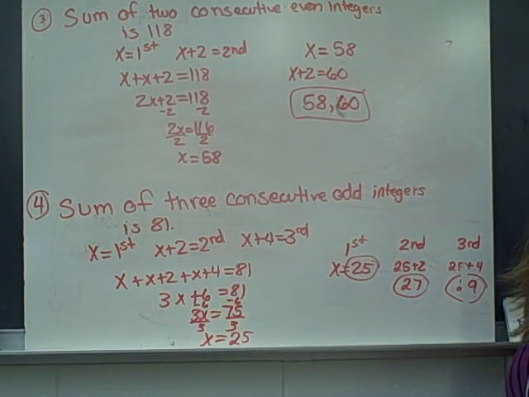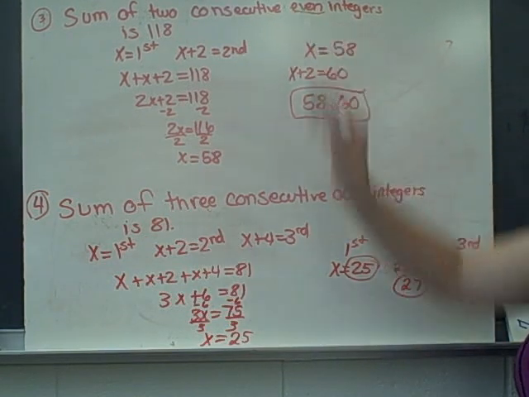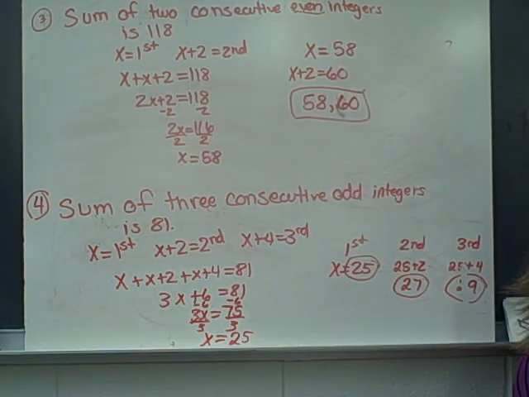Now, we need to pay attention to some of these because the wording gets a little tricky. The sum of 2 consecutive even integers. When I'm talking about consecutive even or odd integers, if I'm saying even, it's like 6, 8, 10. If I'm saying odd, 5, 7, 9, 11. Okay? So the sum of 2 consecutive even integers is 118.